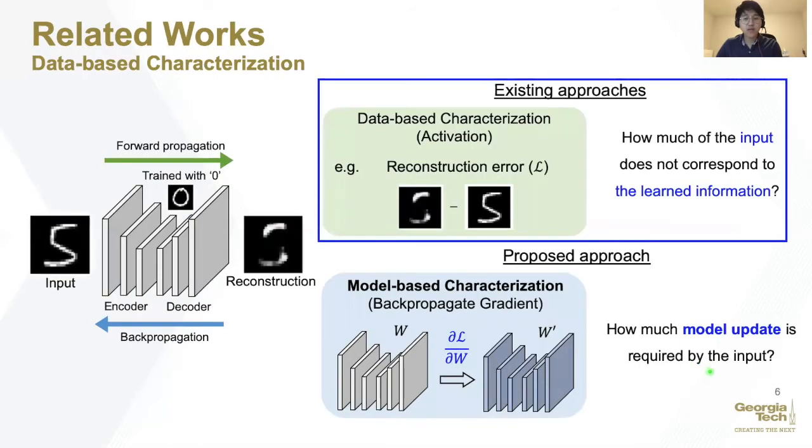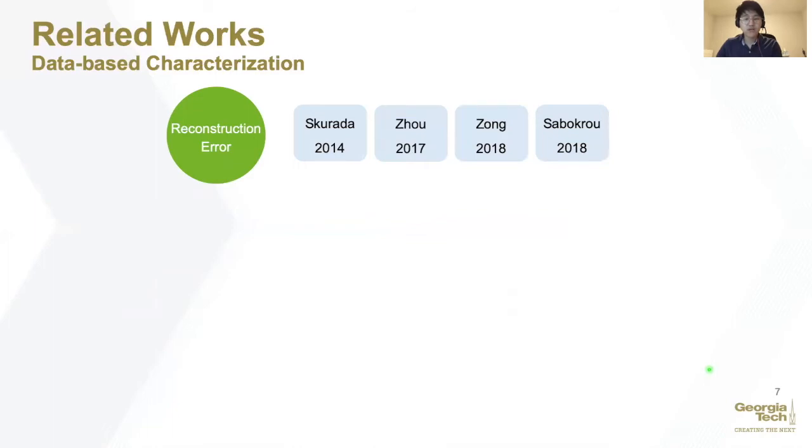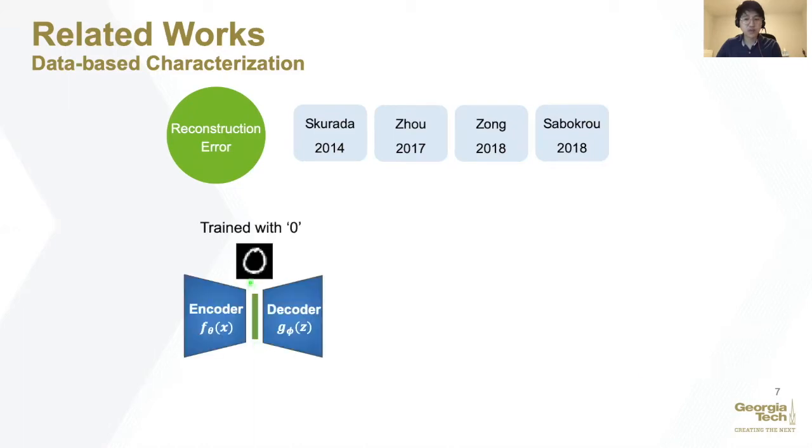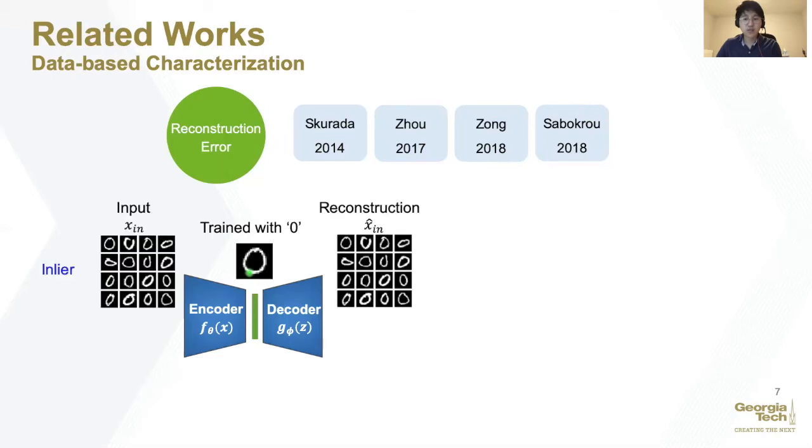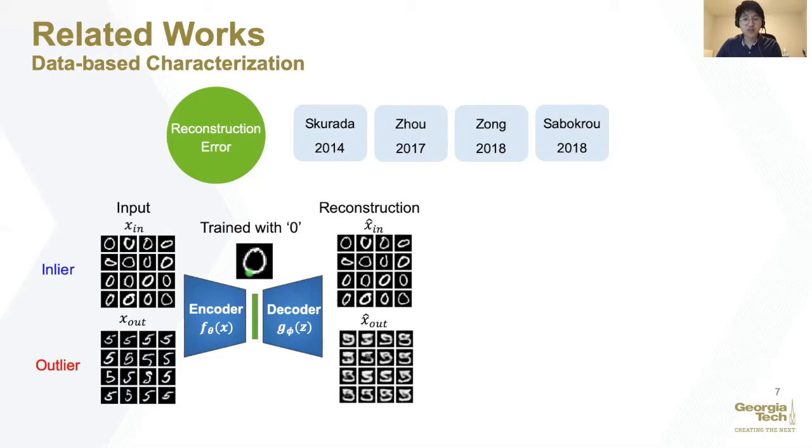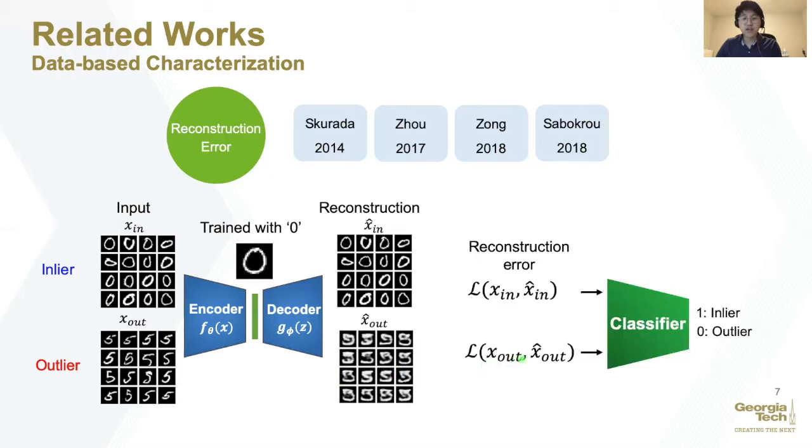We first review the related works which are based on data-based characterization for novelty detection. Reconstruction error from the autoencoder has been one of the widely used features for novelty detection. Compared to normal data, novel data cannot be reconstructed accurately and results in large reconstruction error. For instance, when an autoencoder is trained with digit 0, the digit 0 results in low reconstruction error, while other digits such as digit 5 result in high reconstruction error. These reconstruction errors are utilized as discriminative features to classify novel data.